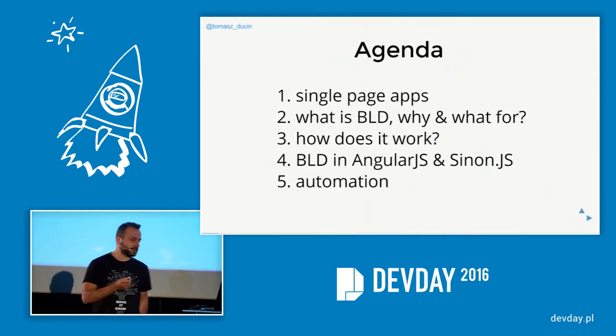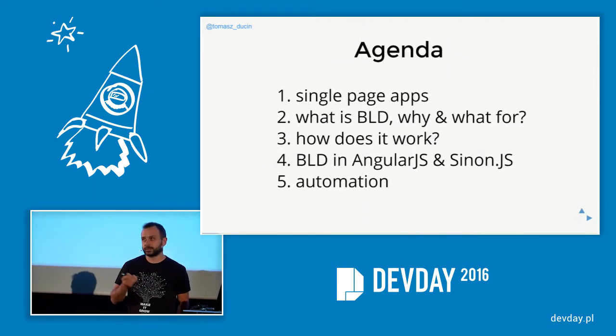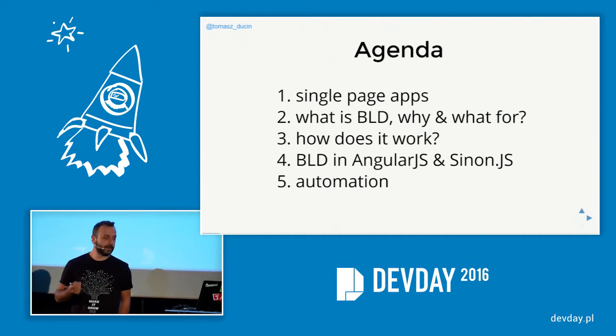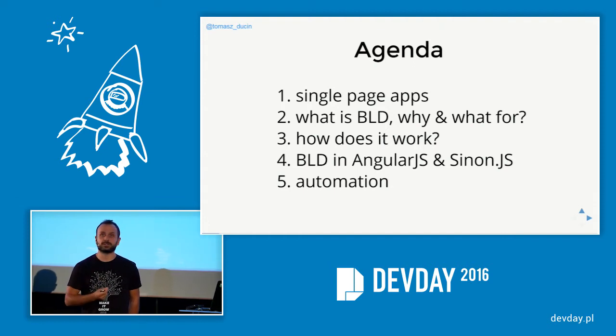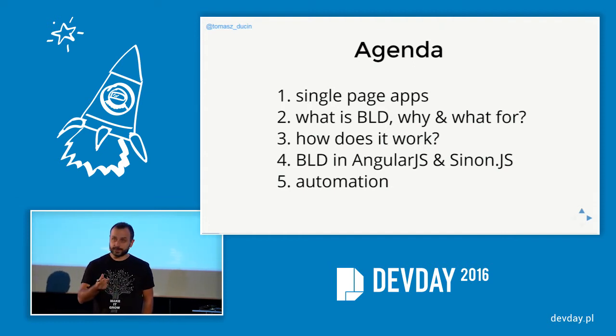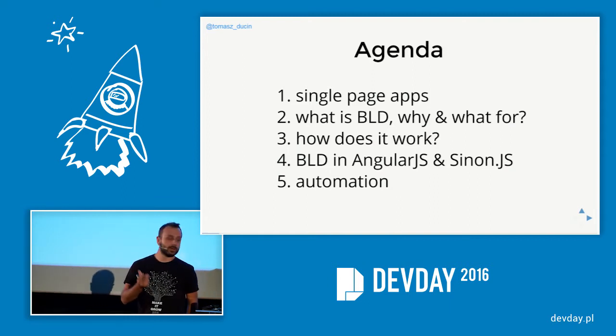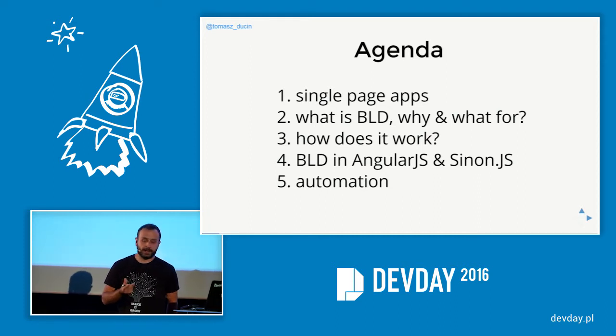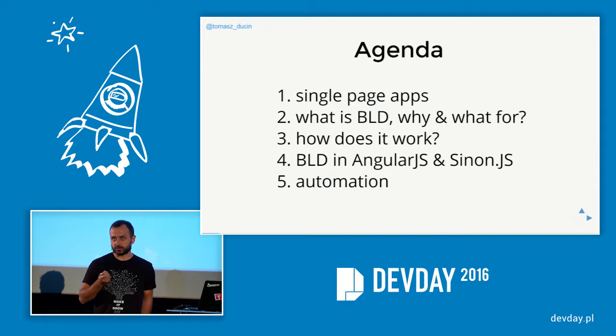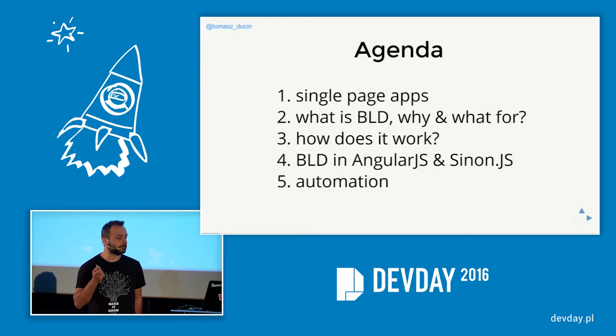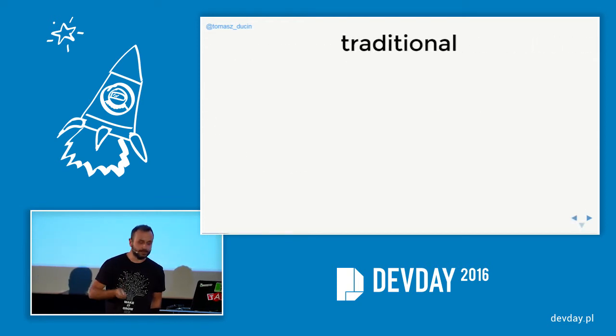So what we're going to talk about is, in the very beginning, I would like to briefly recap what the single-page applications approach is, where it came from. Then we will get to the main topic, which is backend-less development. What is this? Why do we need it? Where might we use it? Then we'll discuss how it works technically. We'll see example implementations in Angular.js and in sinon.js. And finally, we don't want to do things manually, so we'll briefly cover automation of this. Okay, so let's get started.